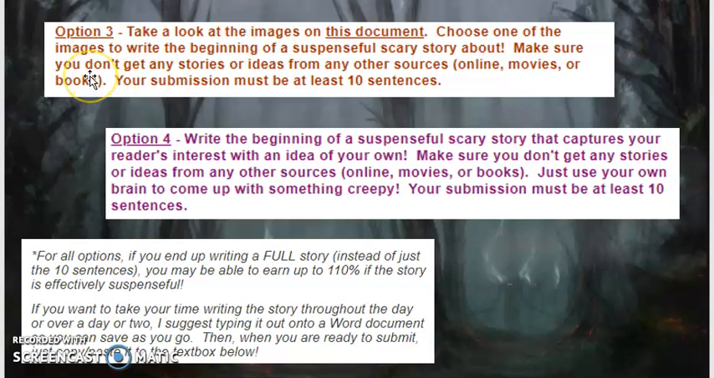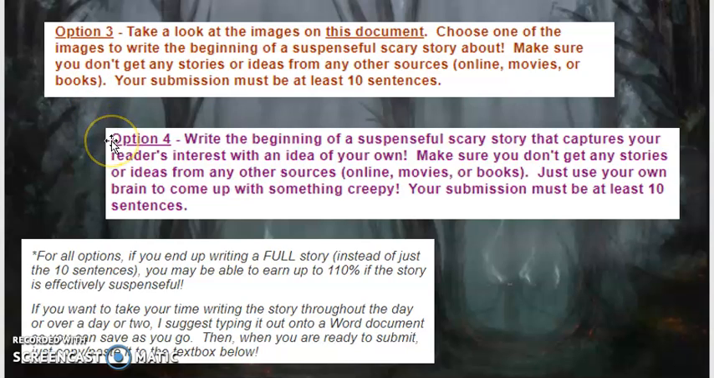Choose one of the images to write the beginning of a suspenseful, scary story about. Make sure you don't get any stories or ideas from an online source, so don't obviously take one from somewhere else. We've talked about plagiarism. And your submission must be at least 10 sentences. Again, you're just doing the introduction of the story.